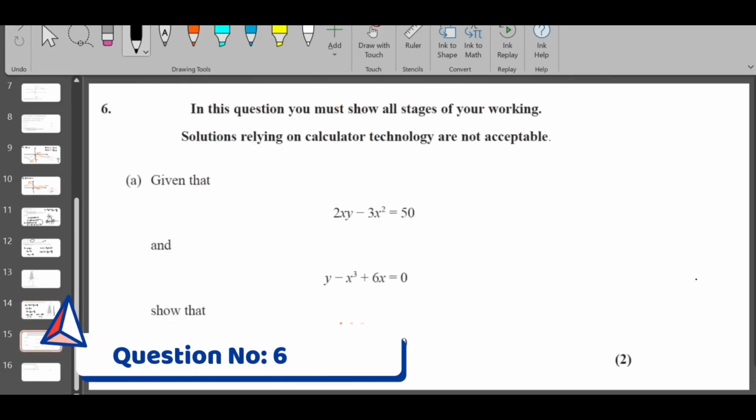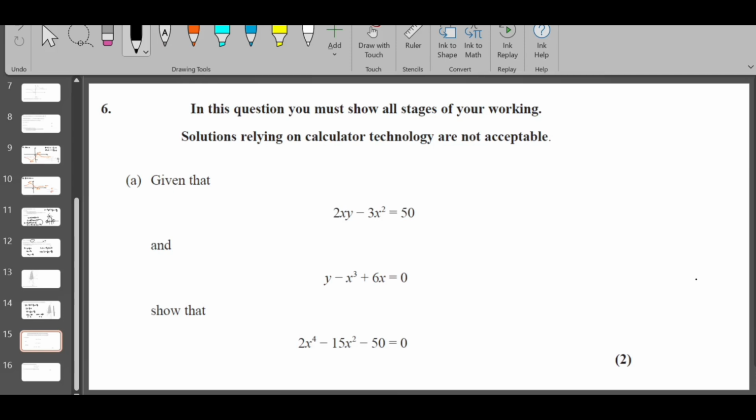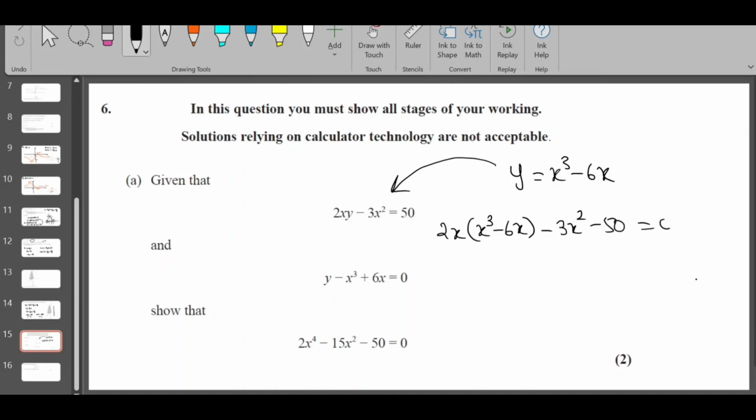Question number 6. Given that you have two equations, show that this. You just need to combine them. Okay. From here, make y the subject. So y is going to be x cubed minus 6x. Sub in y into the first equation. 2xy, y is x cubed minus 6x, minus 3x squared minus 50 is 0. Open the bracket, you will get 2x power 4, 2 times 6 or minus 12, minus 3 is minus 15x squared minus 50 is 0. Just a 2-mark question. That's all.